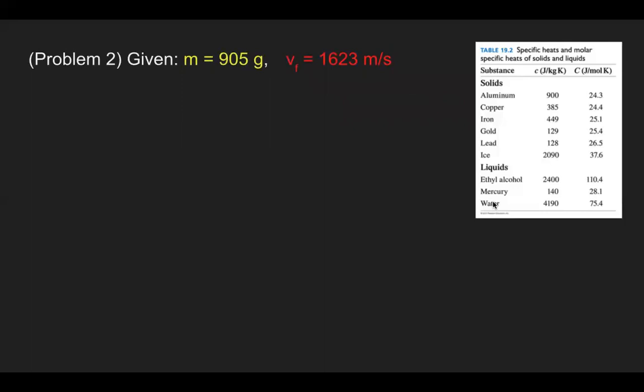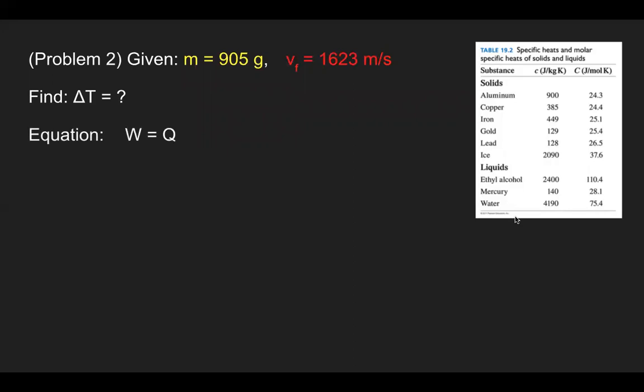Here we have the table again, and let's figure out what we're given. From the problem, we were given the mass of the meteor and its velocity once it impacts the Earth, which is 1,623. It said we were looking for a temperature rise. That's another way of saying a change in temperature, or delta T, and that's what we're trying to find.